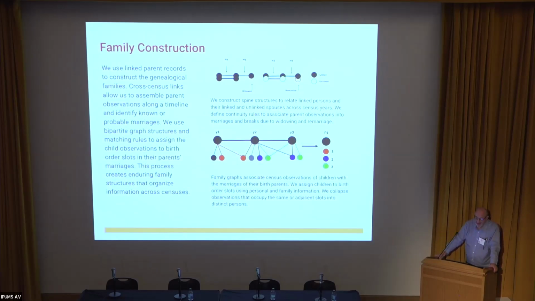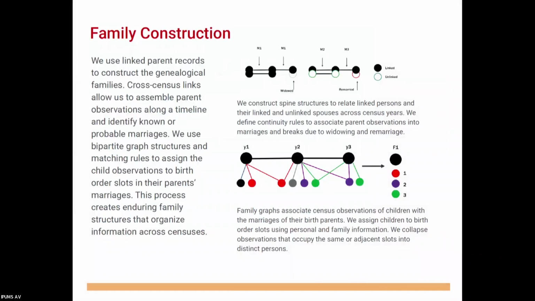Say something about how you construct the families and kinships from the linked census data. There are 2 pieces to this. One involves the parents, where we're essentially pivoting them across years. And it creates a kind of spine structure through time that allows us to relate linked and unlinked census observations, and also to look at marriages. If you look along the spine, in many cases you have remarriages. You also have widowhoods with children.